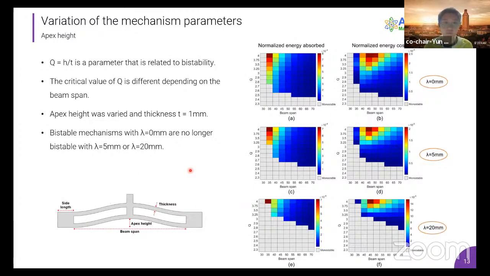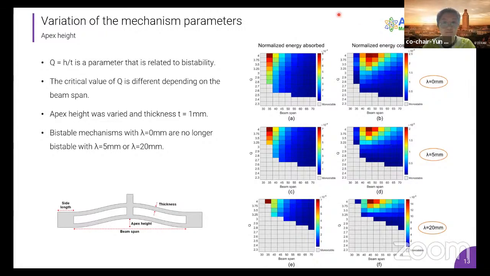And finally, the last analyzed parameter is the apex height. The value Q is the ratio between the apex height and the thickness of the beam and is related to the bistability condition. The critical value of Q also depends on the beam span. And here is a figure showing the analysis of 108 mechanisms with three values of side length, 0 mm, 5 mm, and 20 mm. The mechanisms had varied apex height and the thickness of the beam was fixed at 1 mm. Here, a good number of mechanisms were bistable, as we can see by the colored squares.